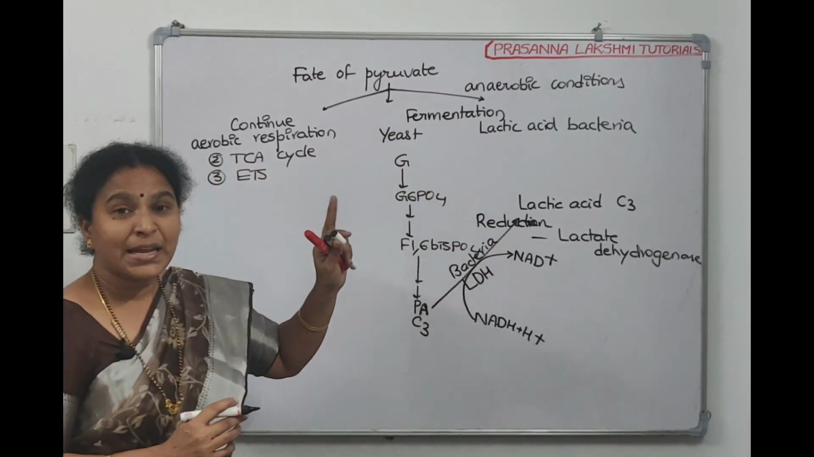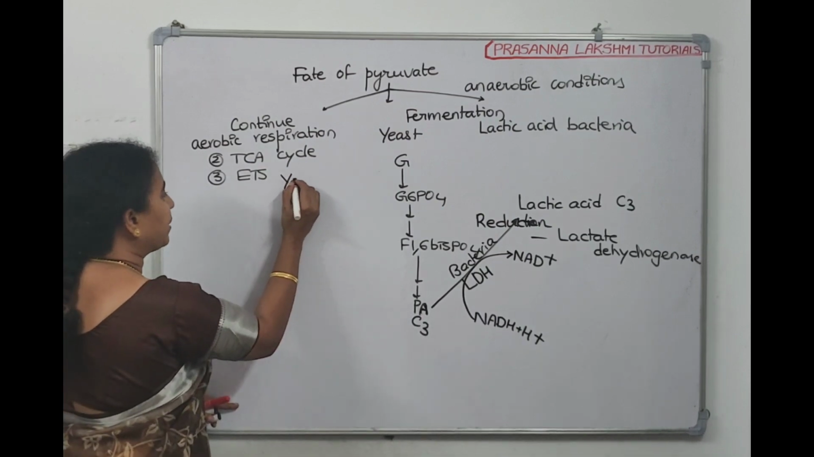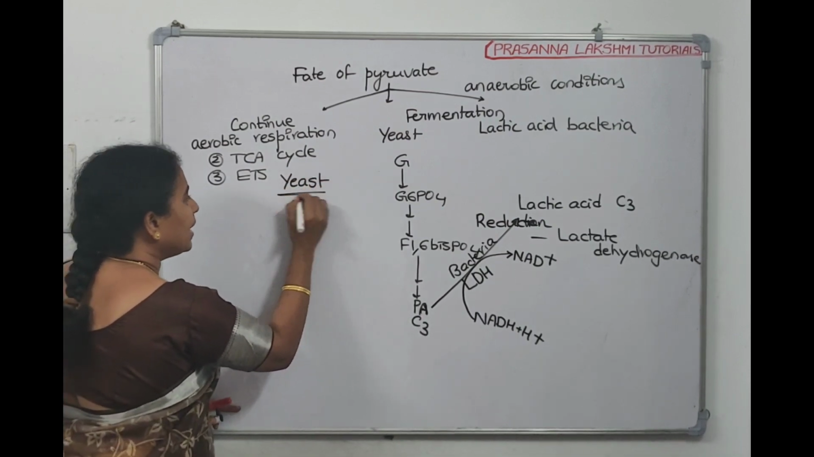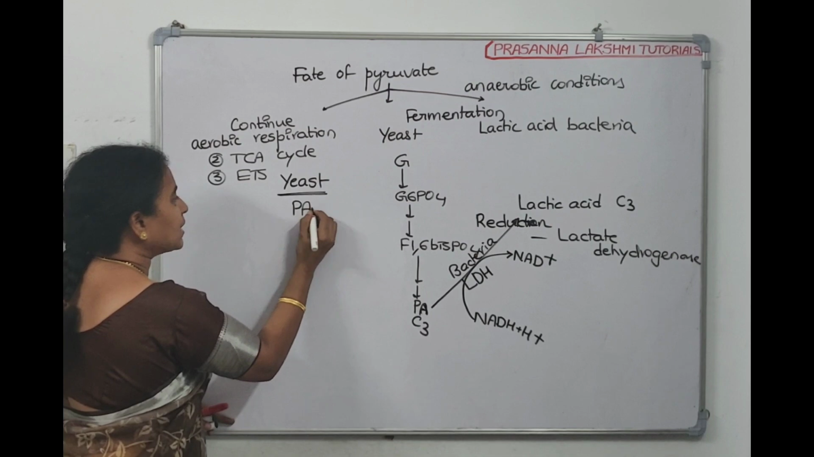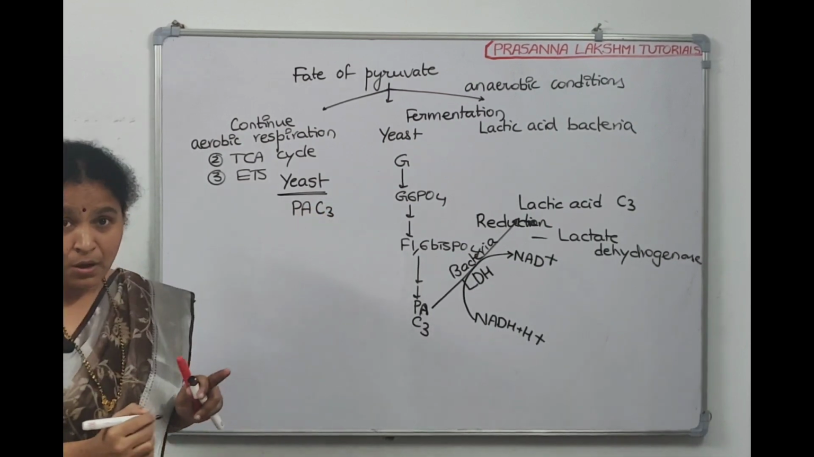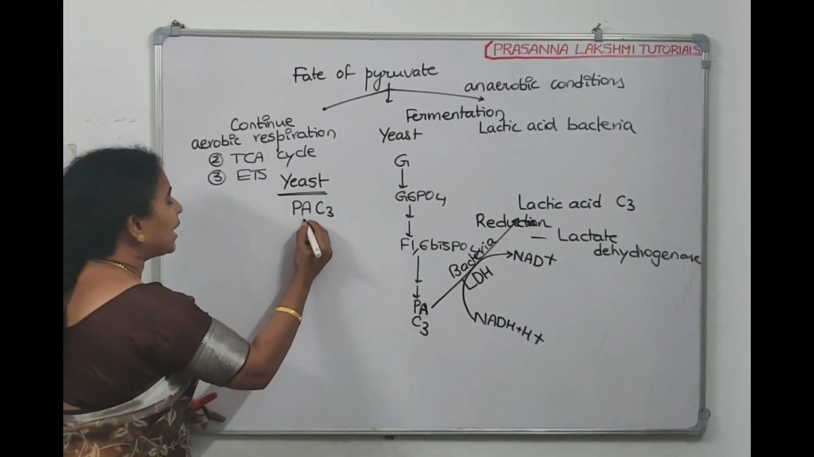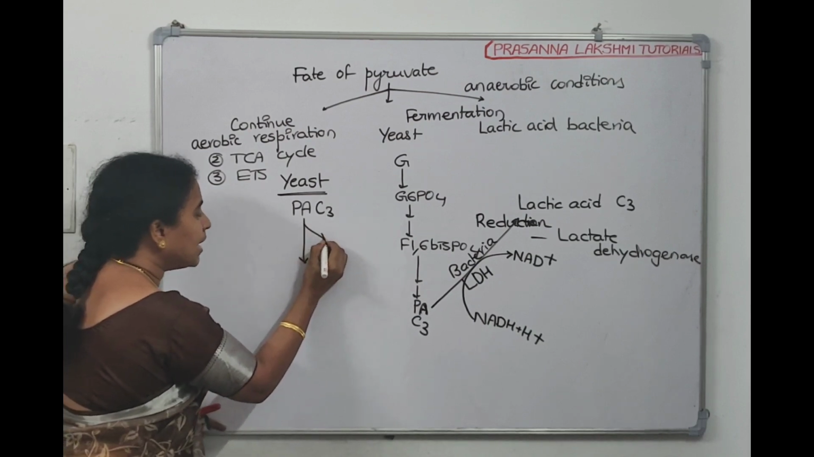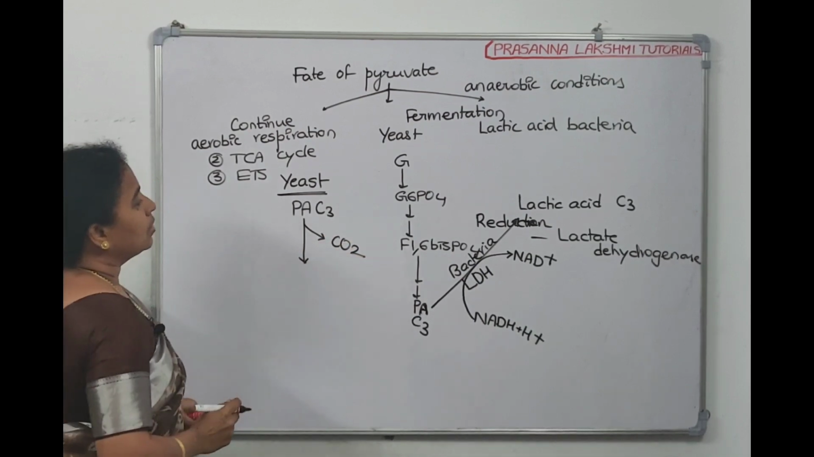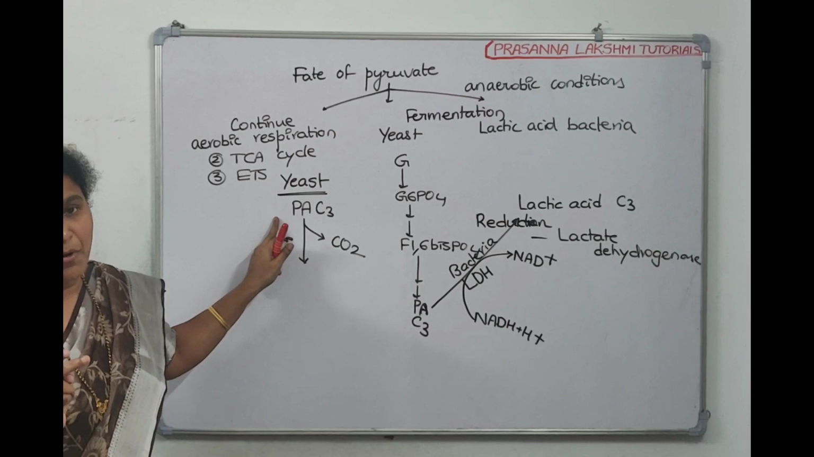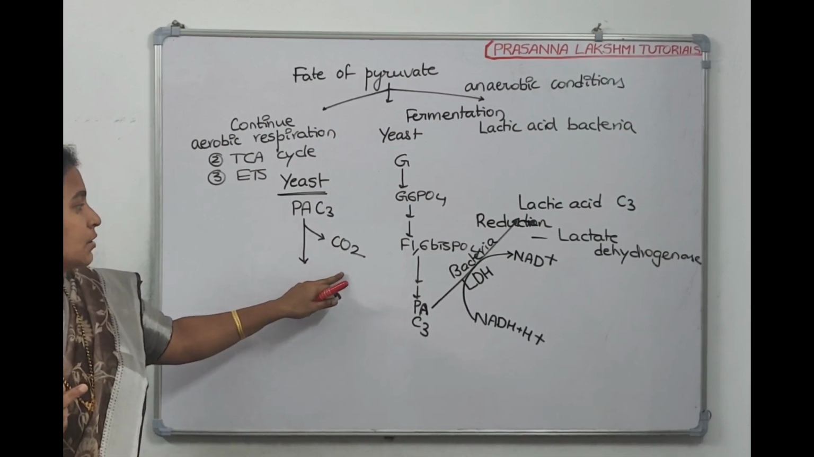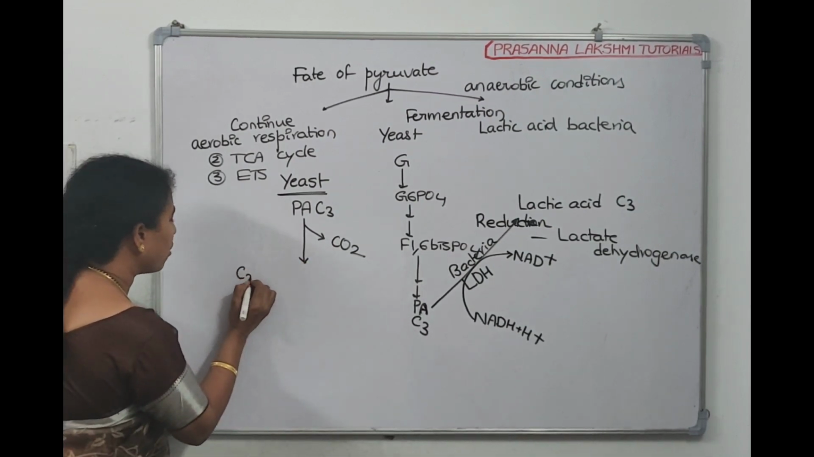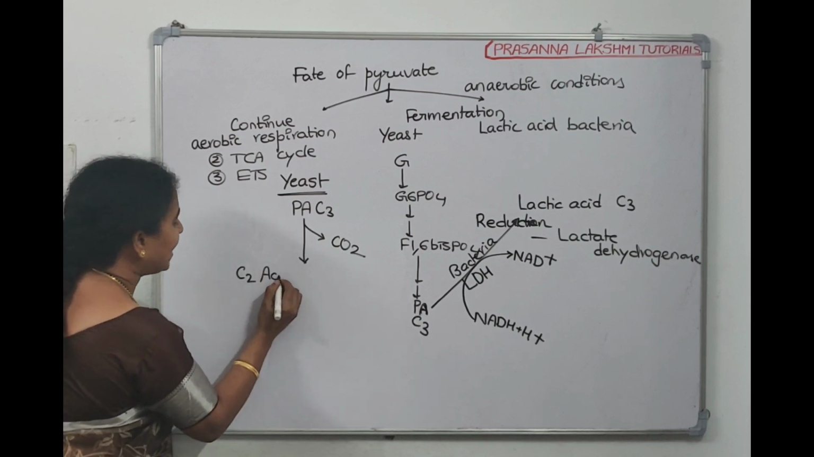Whereas when we talk about yeast, what happens? The pyruvic acid molecule, which is a 3-carbon compound, undergoes decarboxylation. After losing carbon dioxide, it gets converted to a 2-carbon compound called acetaldehyde.